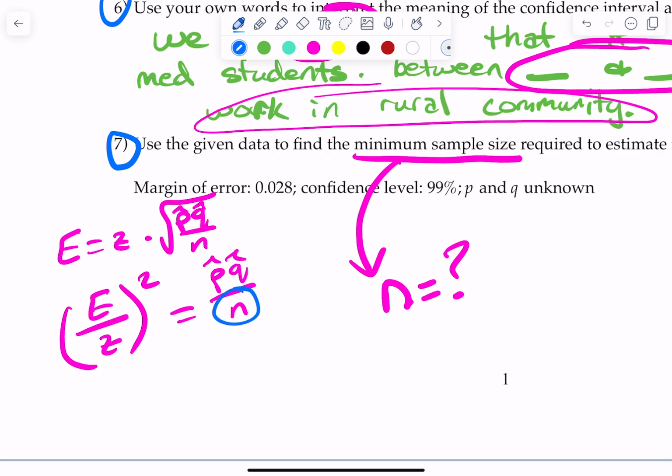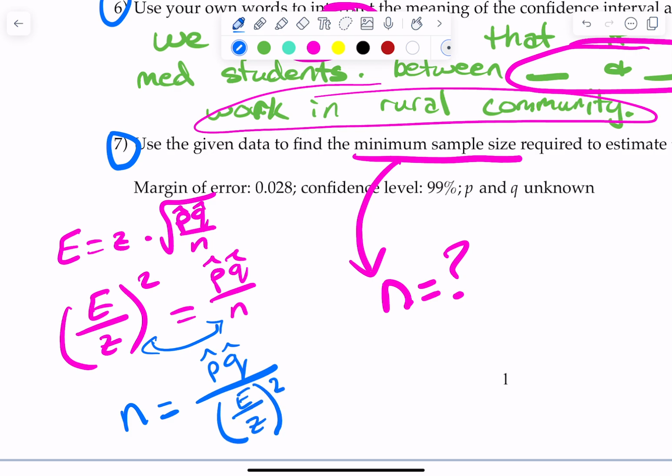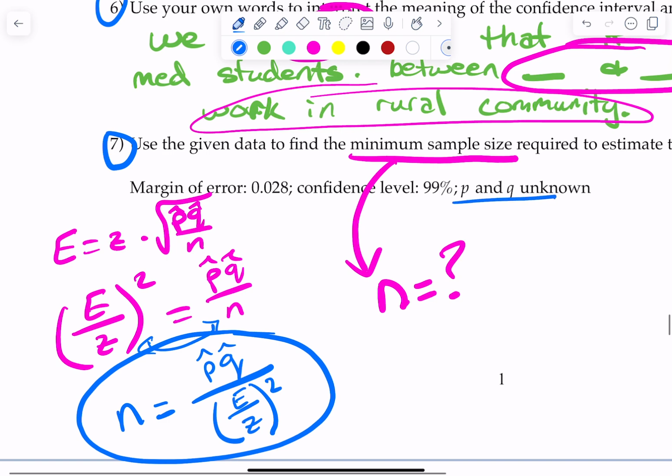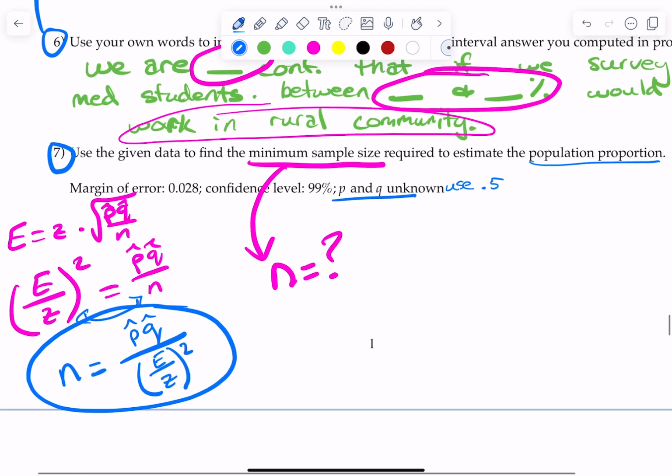I'm going to swap these two places. Wait, but you don't know p and q. Yes, you do. If you don't know, you use 0.5. This is the formula you're going to use for n. If p and q are unknown, use 0.5, and then figure out what your sample needs to be.